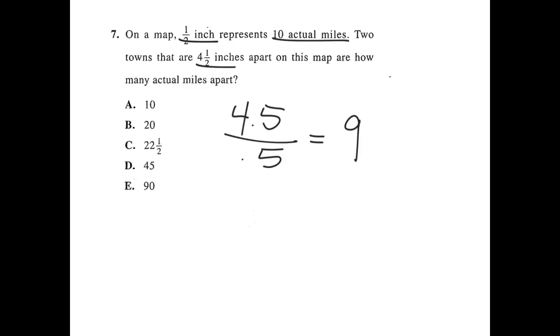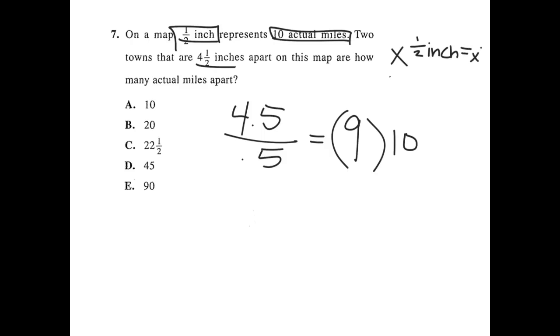So we have 9 half inches, and that represents 9 times 10 actual miles. So if we have x half inches, that equals x times 10 miles. Now that we know x equals 9, we multiply that by 10, and that equals 90 again, so E. Hope that made sense.